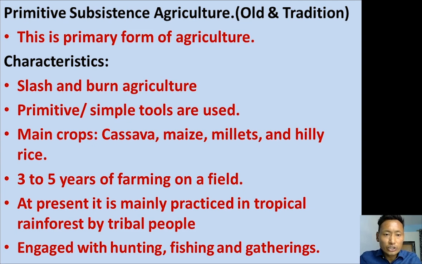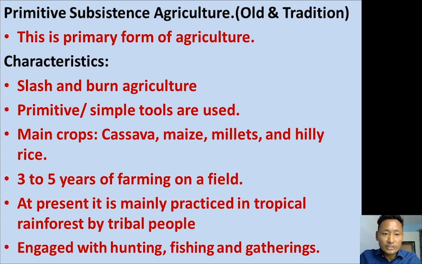So after 3 to 5 years of farming on the same particular land, they are moving and shifting to another land. Again they do slash and burn, and they cultivate the crop on that patch of land for 3 to 5 years. After that again they move to another area, and again they do slash and burn, and cultivate for 3 to 4 years, and again move to another place. Sometimes they move back to the previous agricultural land also.